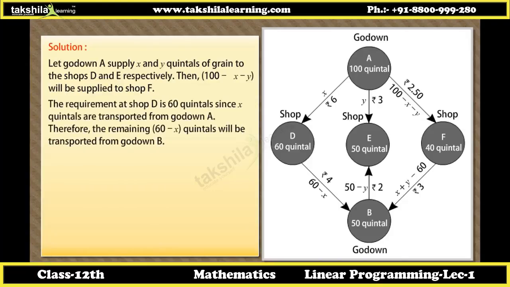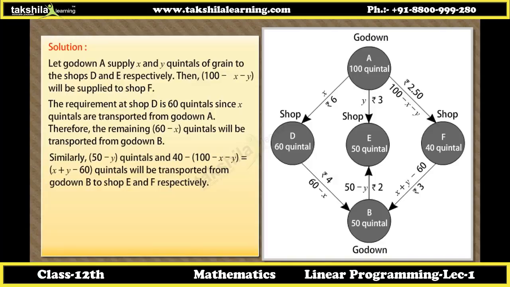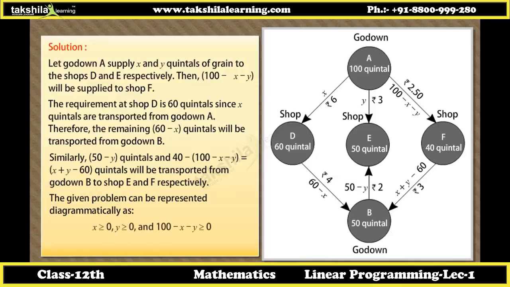The requirement at shop D is 60 quintals. Since x quintals are transported from godown A, the remaining 60 minus x quintals will be transported from godown B. Similarly, 50 minus y quintals and 40 minus (100 minus x minus y), which equals x plus y minus 60 quintals, will be transported from godown B to shop E and F respectively. The given problem can be represented diagrammatically.